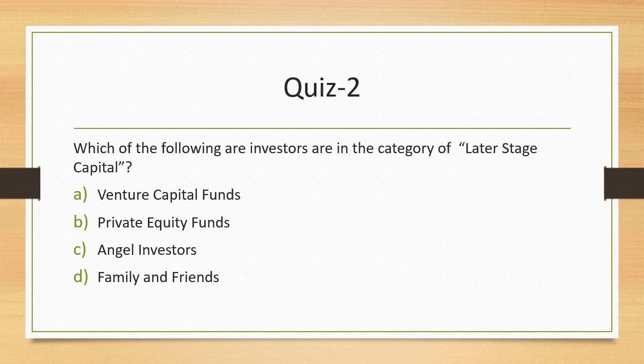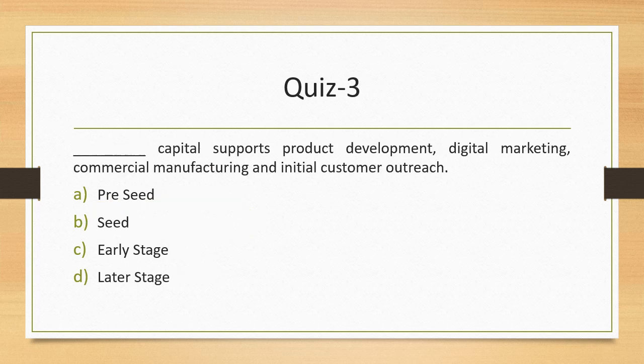Question number 2 is, which of the following are investors in the category of later stage capital? Basically the question is that there is a capital that can come pre-seed, then at the seed level, and like that at different levels. So later stage capital comes from private equity funds. Now private equity fund is kind of second last stage, because after this what comes is the IPO, or the public capital, which can be raised by the companies. So family and friends typically will be the first one, angel investor will be the second one, and venture capital will be the third one. So two questions are done. We move on to third one.